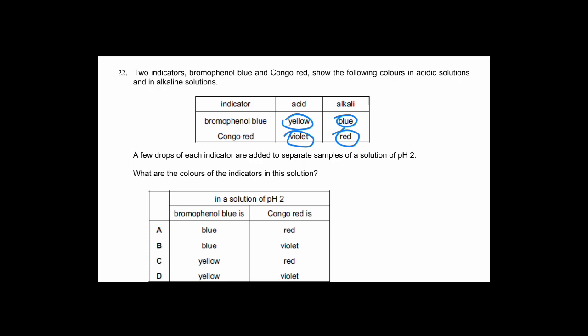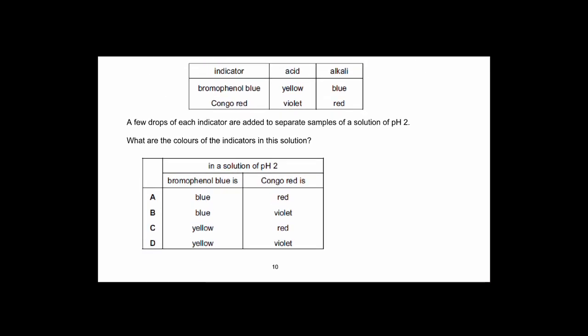A few drops of each indicator are added to separate samples of a solution of pH 2. We understand that pH 2 is acidic. That is the analysis. Therefore, what are the colors of the indicators in this solution? In acid, we have observed that bromophenol blue is changing to yellow, and Congo red in acid is changing to violet. So the answer here is D.